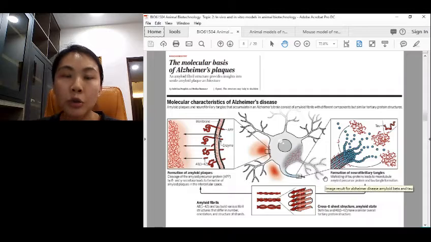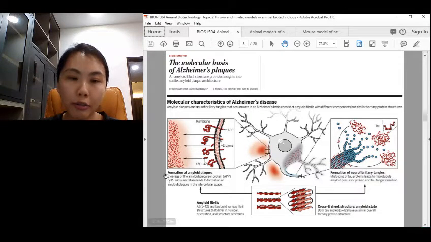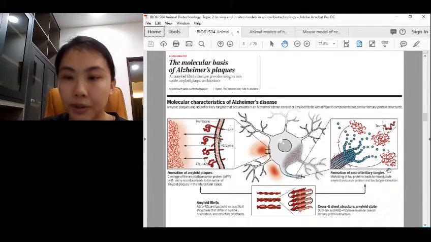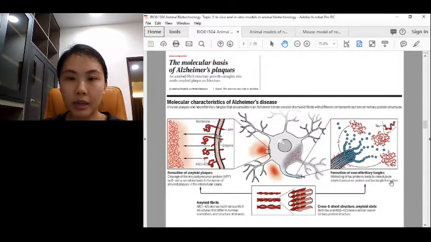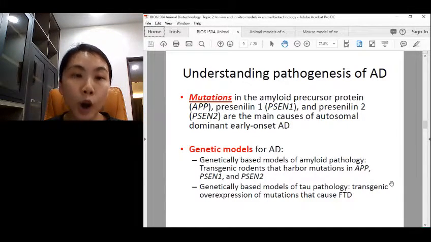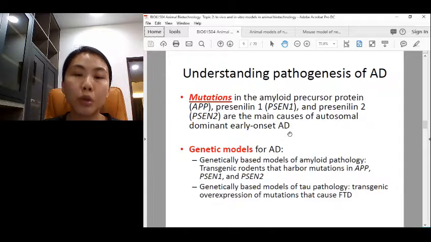All right. So Alzheimer's disease is mainly characterized by these molecular characteristics in the form of amyloid plaques and also the tau fiber tangles. Right. So why is this happening? Research has found that they are mainly caused by mutations in the amyloid precursor protein, presenilin 1, presenilin 2, which results in autosomal dominant early onset of Alzheimer's disease.